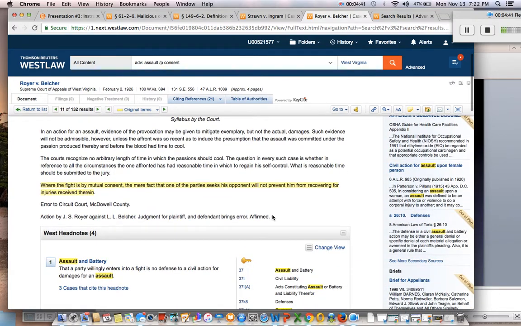And so this court held that where the fight is by mutual consent, the mere fact that one of the parties seeks his opponent will not prevent him from recovering for injuries received therein.